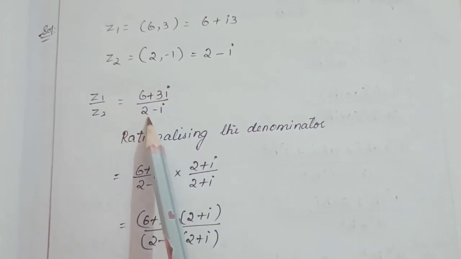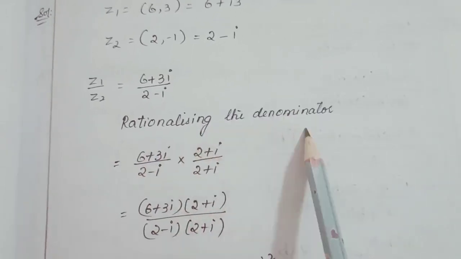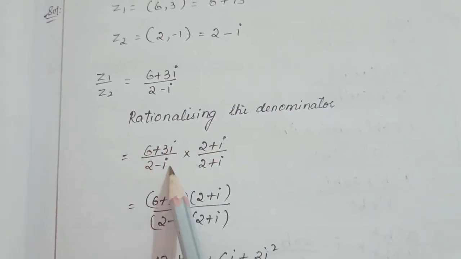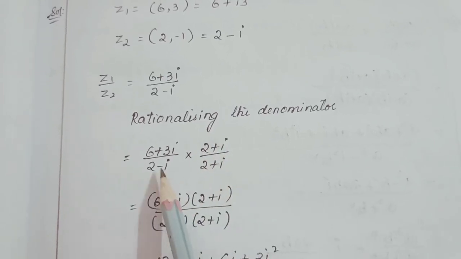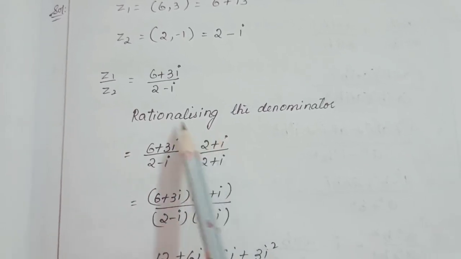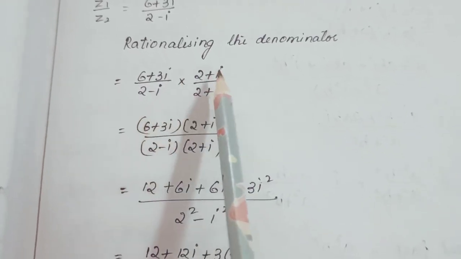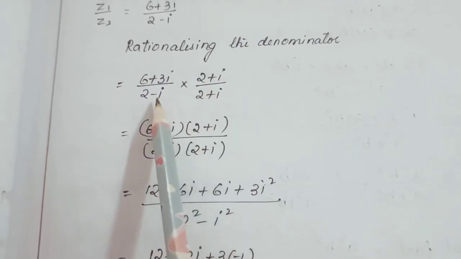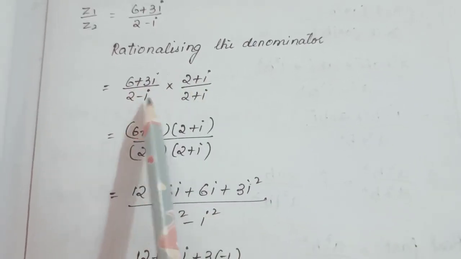Whenever there is a fraction in a complex number, we have to rationalize. Rationalizing the denominator: 6 plus 3i by 2 minus i, same as it is, multiply and divide by the denominator but changing the middle sign. If there is minus, write plus. If there is plus, then write minus. Now multiply the numerator and denominator.